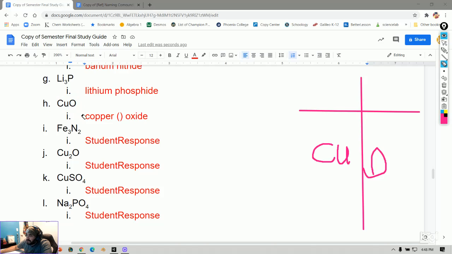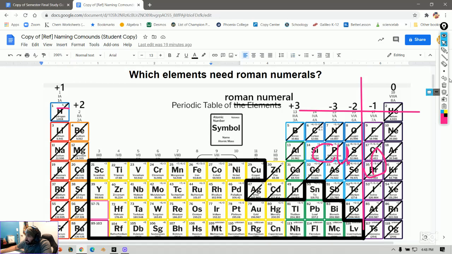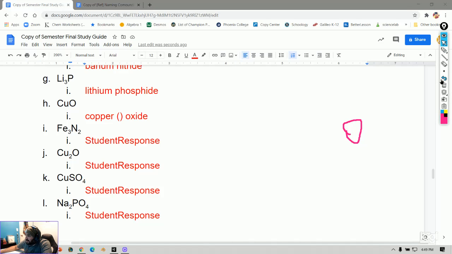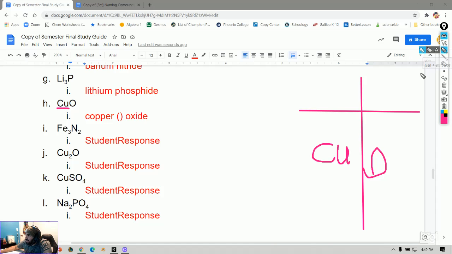And then you look on the periodic table for the charge. The reason why we need Roman numerals is because we don't know the charge of copper. But what we do know the charge of is oxygen. So if you look on the periodic table, you'll find that oxygen is right here, and it has a -2 charge. So I go back here, I redraw my table, and I know oxygen has a -2 charge. So overall, since there's only 1 oxygen, then overall it's a -2 charge.